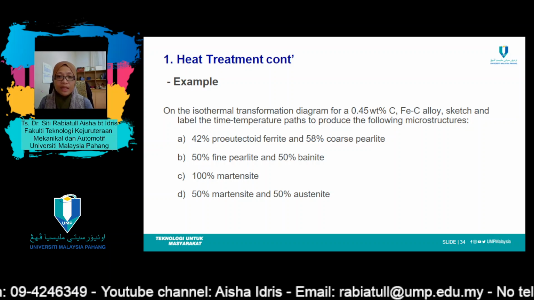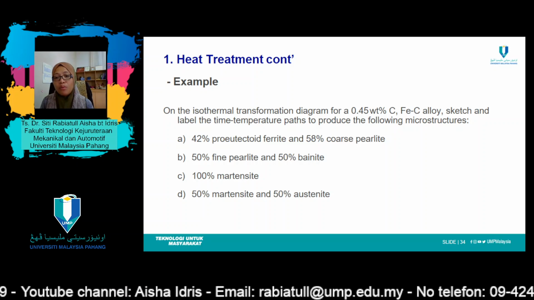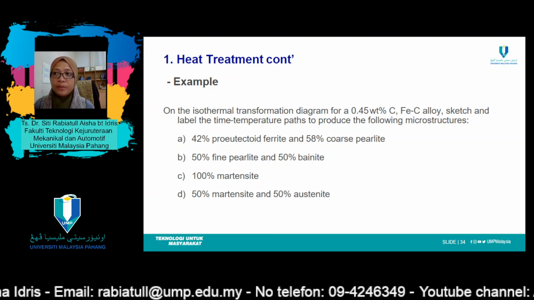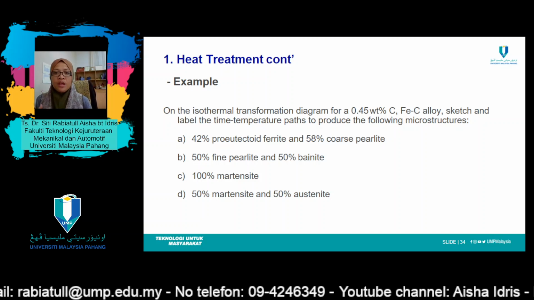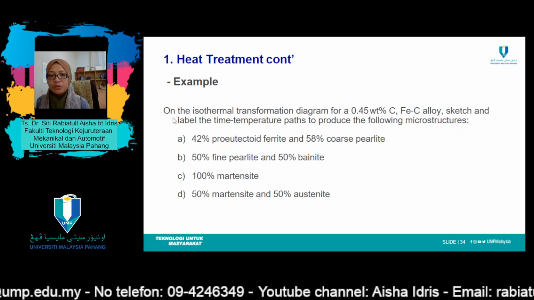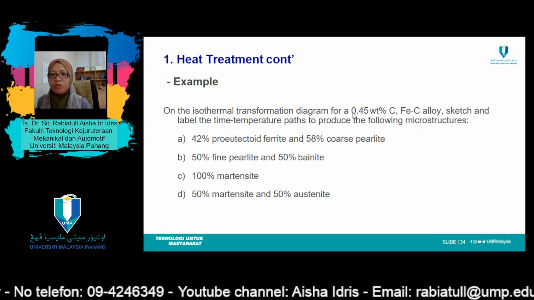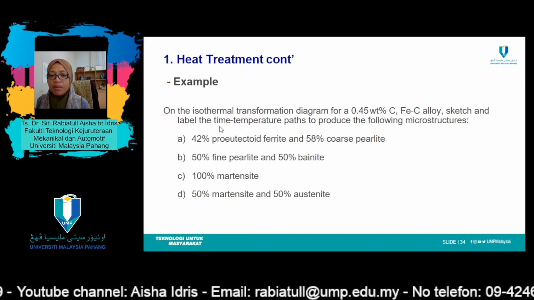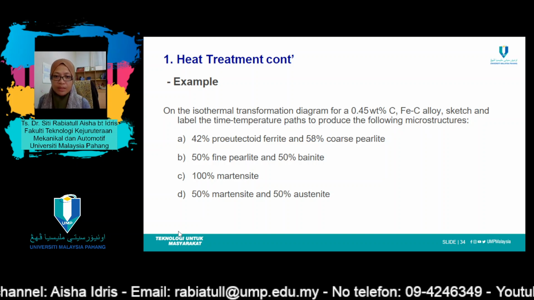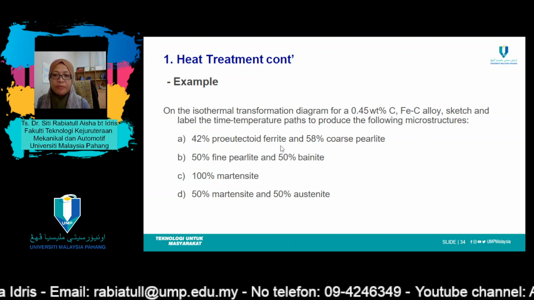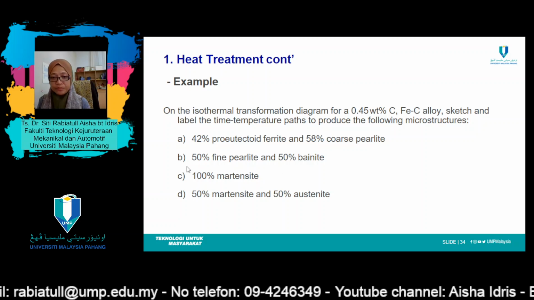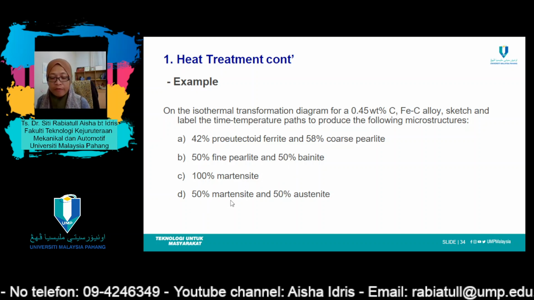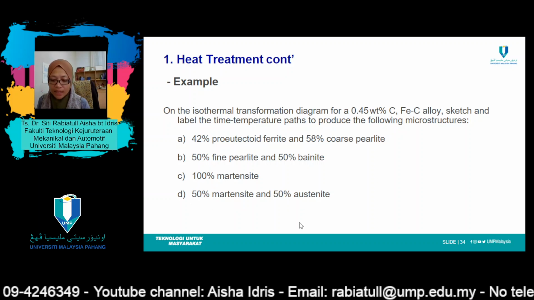Okay, so now let's look at an example on how to determine all those phases, or how to sketch and draw a line so that we can produce the required structure. Let's read it together. On the isothermal transformation diagram for 0.45 weight percent carbon iron-carbon alloy, sketch and label the temperature path to produce the following microstructures. Number one, 42% pro-eutectoid ferrite and 58% coarse pearlite. B, 50% fine pearlite and 50% bainite. C, 100% martensite. And D, 50% martensite and 50% austenite. So let's look at them one by one.